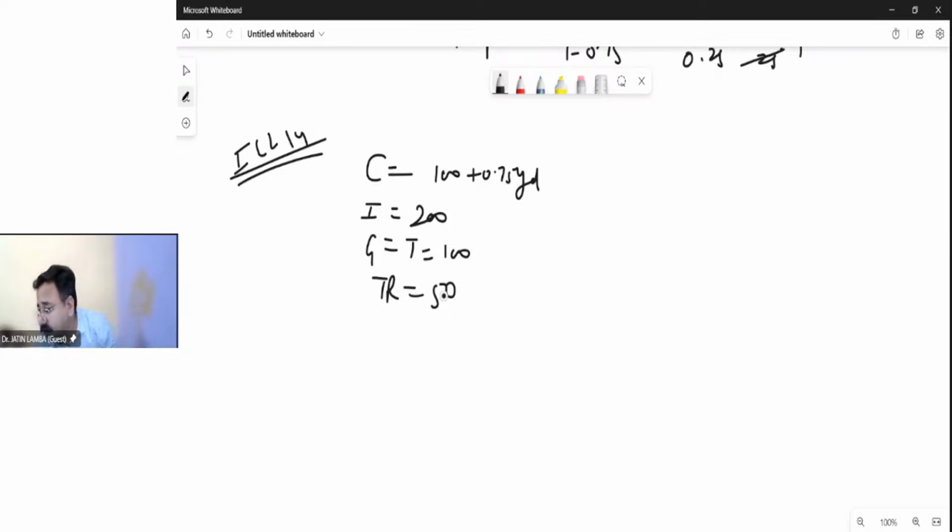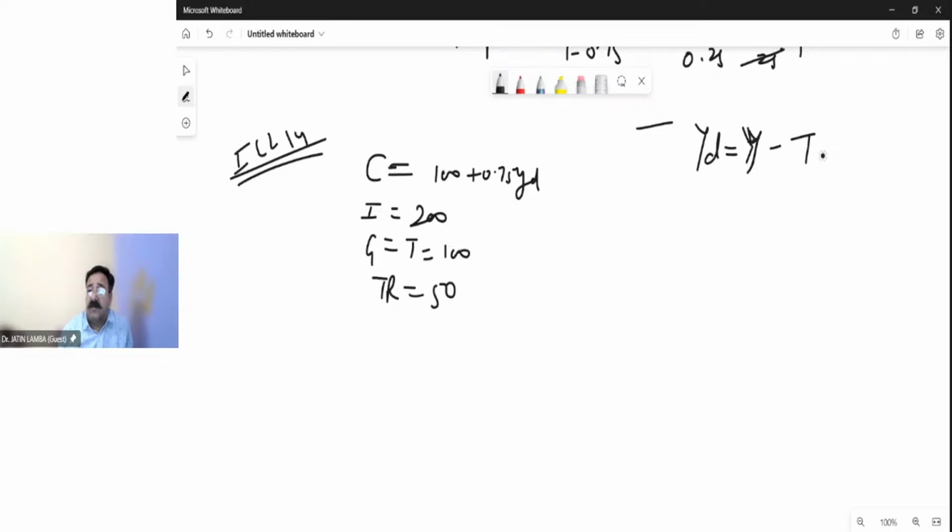Now simply, Swati, I am explaining in English only, okay? So this is the formula: disposable income is equal to income, that is national income, minus taxes that we paid to the government, right? After that, some people get transfer income from the government, in the form of old age pension, scholarship, and subsidies. They will also be added to the income and become the disposable income.